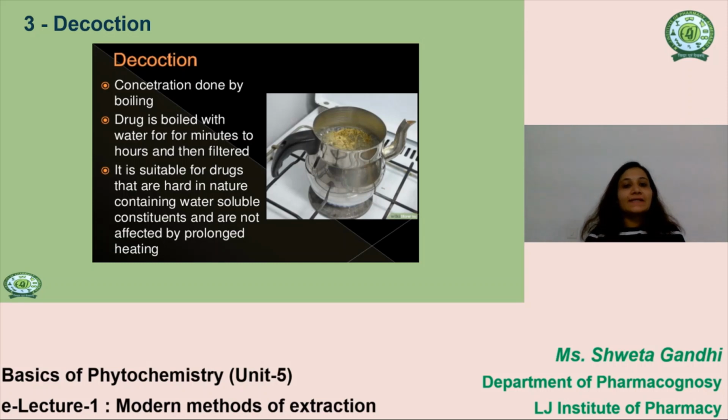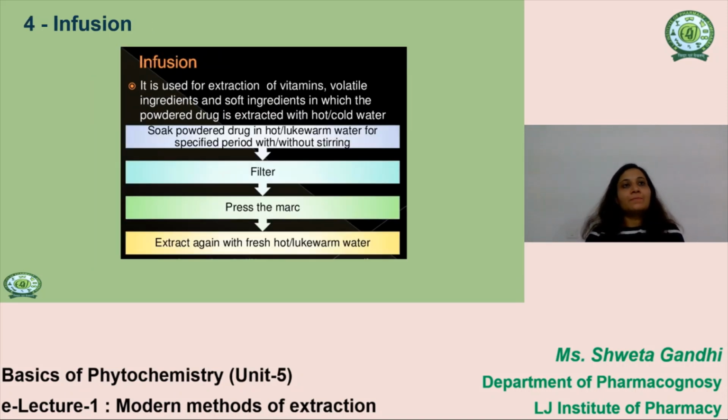Now the third one is decoction. As you all know, preparing tea at home is an example of decoction. We extract the crude drug with the help of hot water. But drugs which are thermolabile in nature cannot be extracted by decoction. So it is suitable for drugs which are hard in nature, which are not affected by heat. This is the decoction.